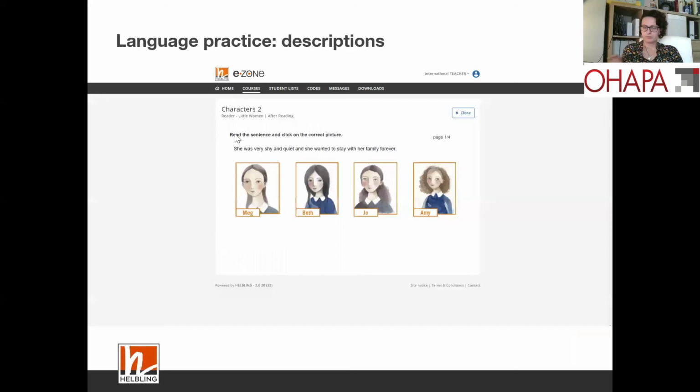On eZone, you will also find help to do this. So as you can see, there are 4 pages within this exercise, and you can do character descriptions for each girl, and you can revise vocabulary here as well.